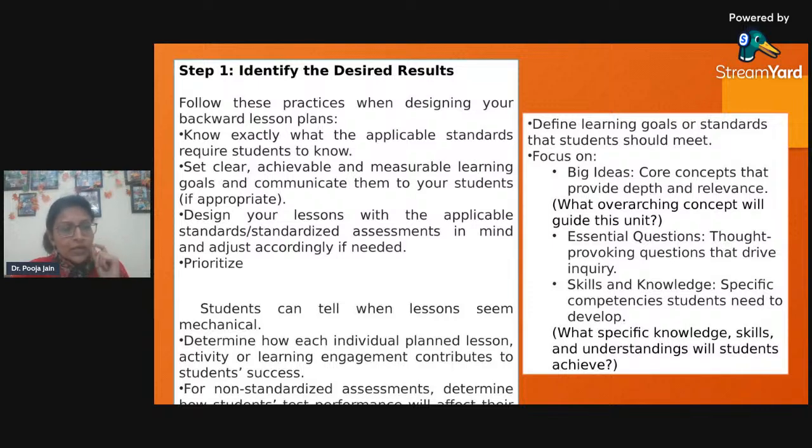So when we are talking about identifying the desired results, which is when we are planning our lessons, and putting in the lesson objectives, the learning objectives and the learning outcomes, we need to see what is applicable. What is it that the students need to learn? What is it that is not mechanical, not only technical, but is also based on real life? There can be connections between texts. It's not that I have taught chapter 1 in isolation, and then chapter 1 finds no place in any other chapter.